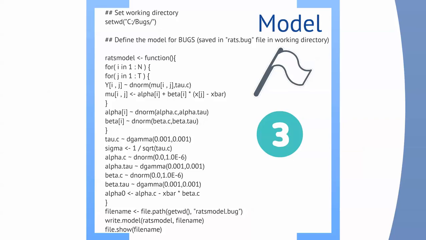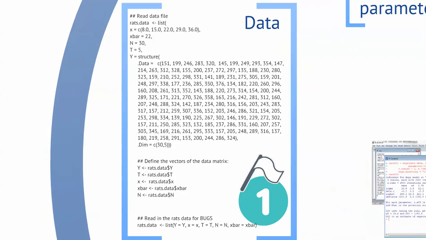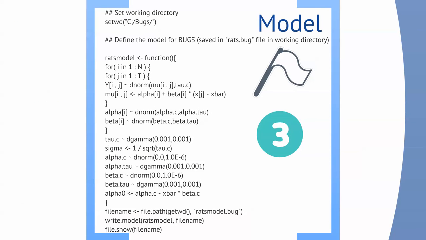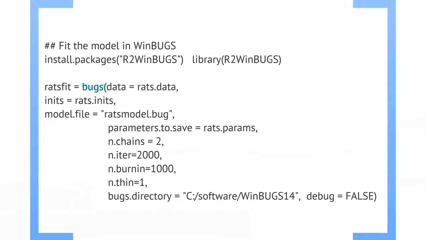Now once we have done all these three steps, we have included the data in R, we have selected the initial values, and we have written the model to your hard disk, then we can use the function called bugs. This is a function in the package R2WinBUGS.